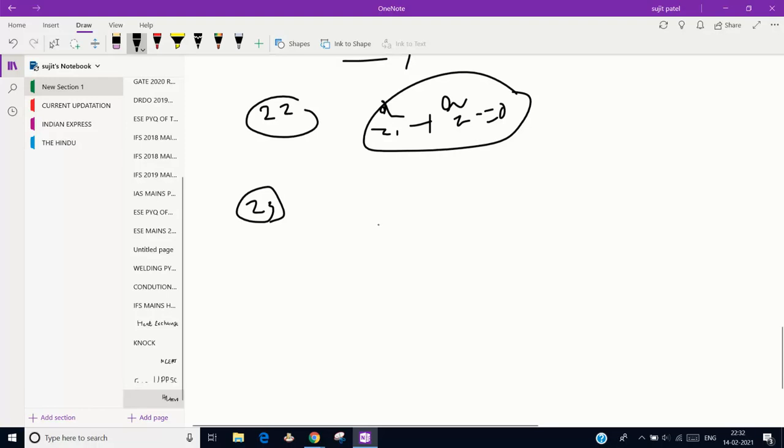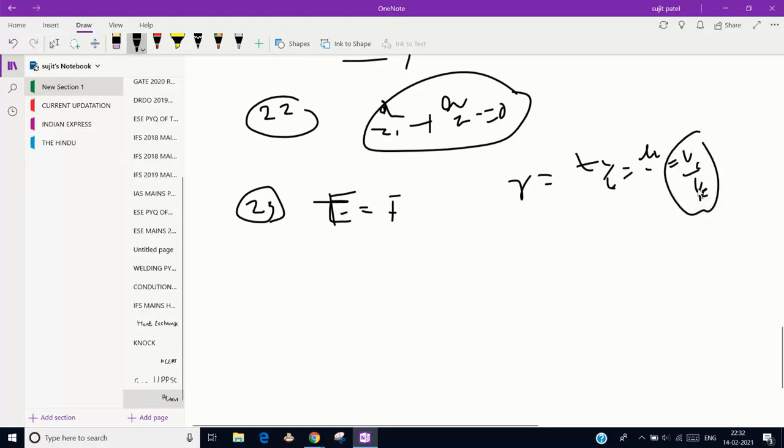Next question, one thing, that is orthogonal turning, so we have to find the shear force. Okay, so we have to find the shear stress, shear force is given, and those who know the formula, the chip thickness ratio, tc by t is equal to vc by v, or lc by l. Okay, sorry, vc by v, I think, yes, vc by v.